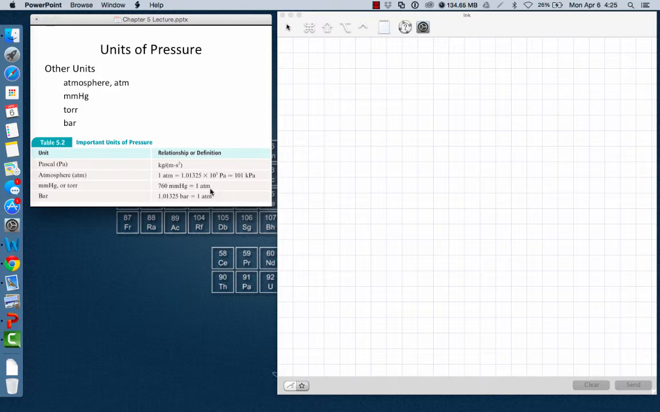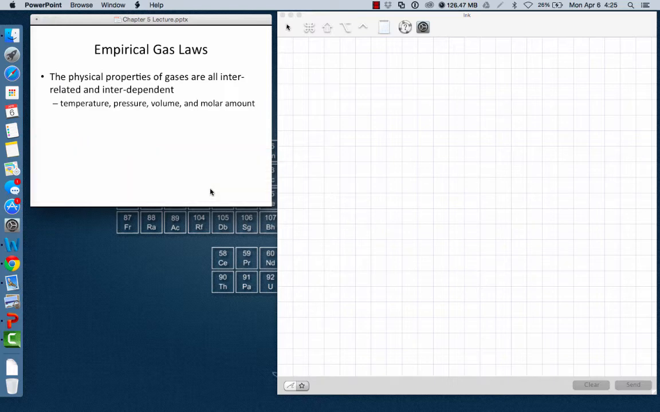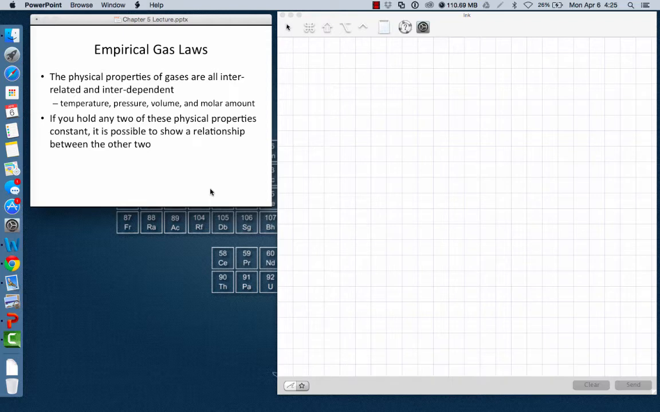I will give you all of these definitions of the relationships on an exam, just so that you can do the conversions between them if you need to. But for the most part, we'll always either be using ATMs or millimeters of mercury, nothing else. So again, temperature, pressure, volume, and the moles are all related. And if you hold any two of them constant, you can show a relationship between the other two, which is really useful for doing problems.